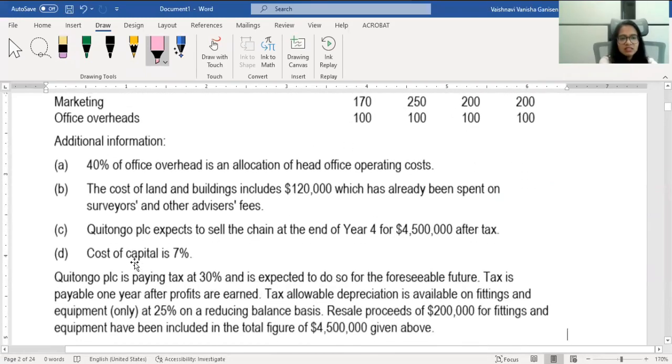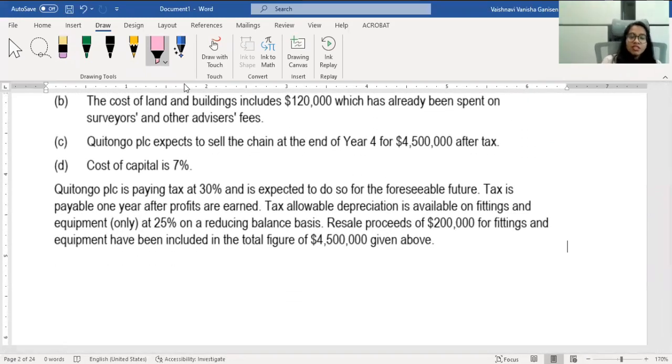So guys, look here. For this question, I'm going to direct your attention to only the taxation part. So Tongo is paying tax at 30% and is expected to do so for the foreseeable future. Tax is payable 1 year after profit summary. So this means tax in arrears. Allowable depreciation is available on fittings and equipment only.